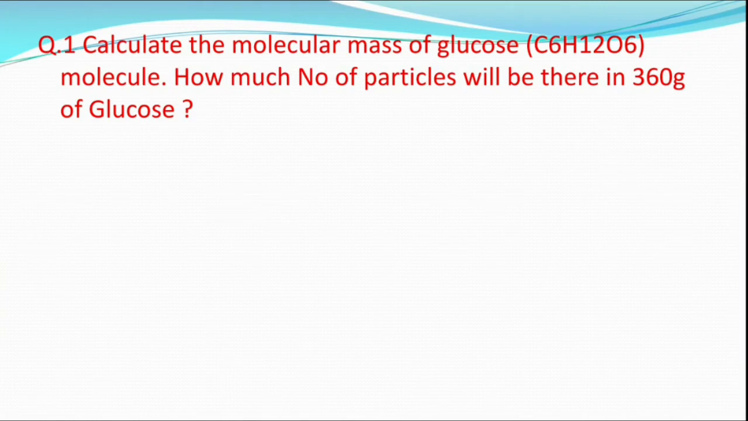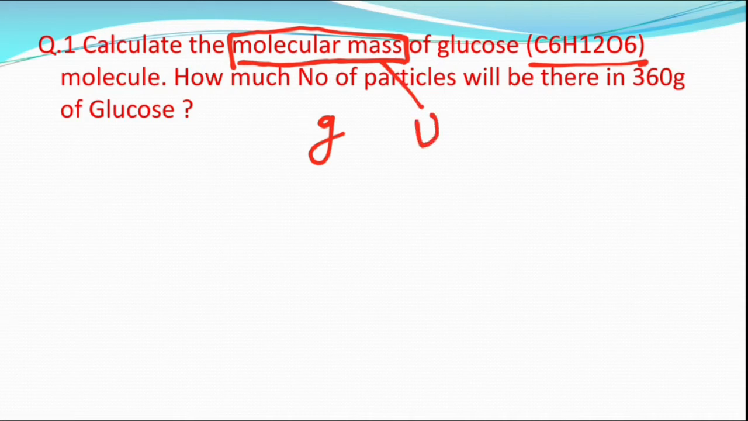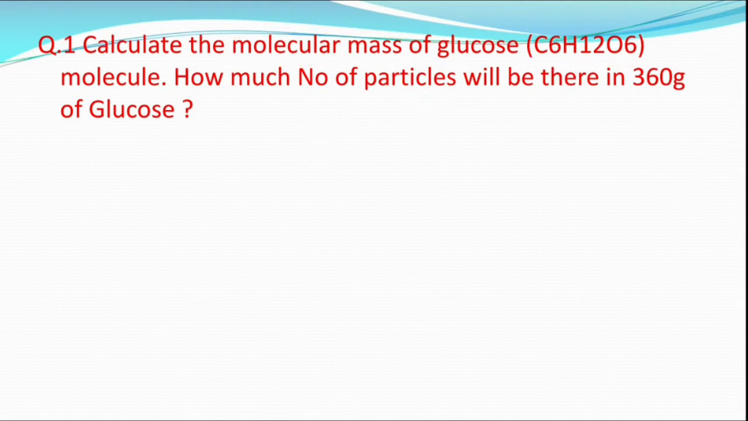Read the question carefully. What is the question? Calculate the molecular mass of glucose, C6H12O6. Now what is it asking? It is asking molecular mass. So be particular about the unit, because if it was molar mass then we use the unit gram, and if it is molecular mass we put the unit u. First, be particular about the unit we have to use. Calculate the molecular mass of the glucose molecule, and then how many particles will be there in 360 gram of glucose. So let's start.